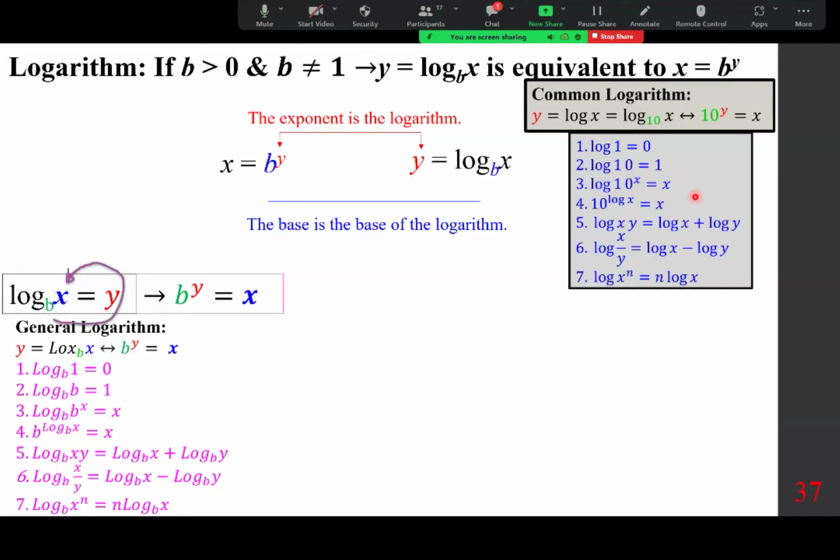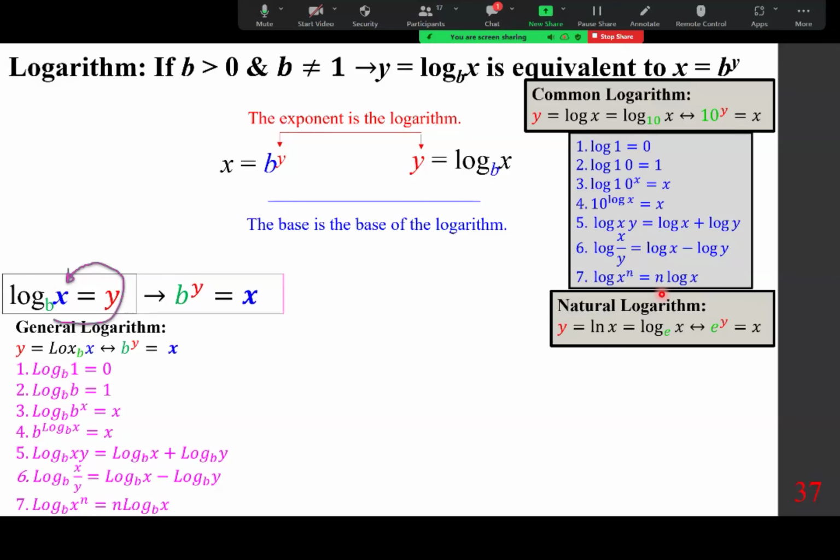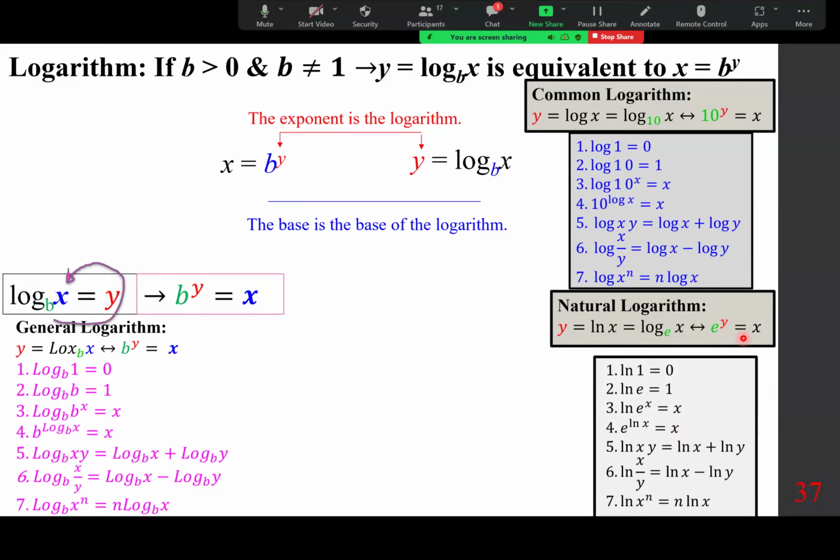And again, this is the product rule, the quotient rule, the power rule, extended to natural log. In the case of a natural log, the base is e. So instead of saying log x base e, we're going to write ln(x). That means the same thing. So b to the power of y equals x becomes e to the power of y equals x.